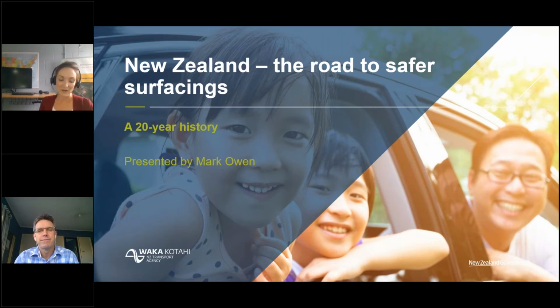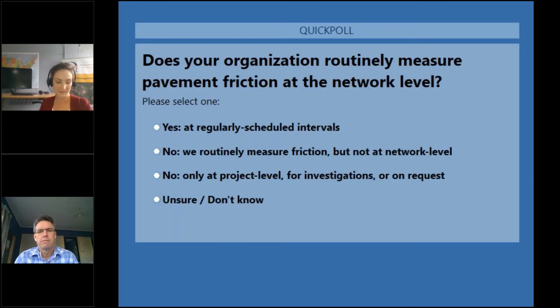Awesome. So Mark, I wanted to start with two poll questions to help you get to know our audience today. Does your organization routinely measure pavement friction at the network level? A through D: yes, at regularly scheduled intervals; no, we routinely measure friction, but not at the network level; no, only at the project level for investigations or upon request; or unsure, don't know.